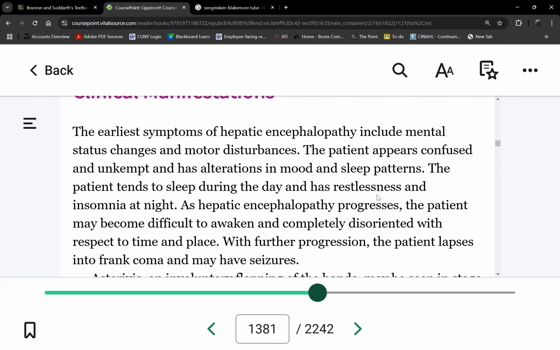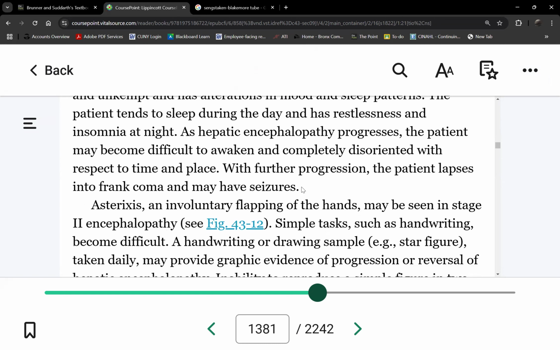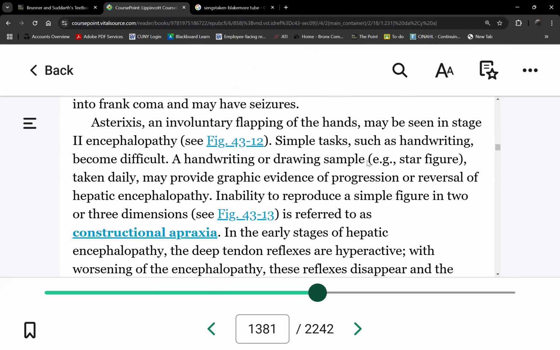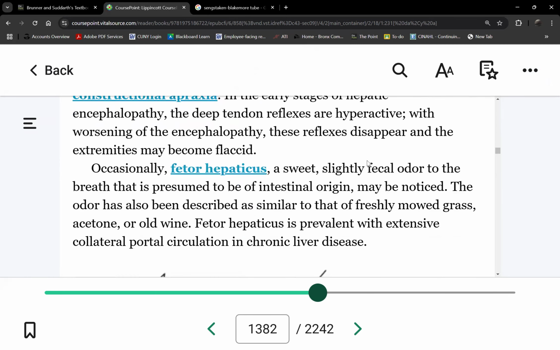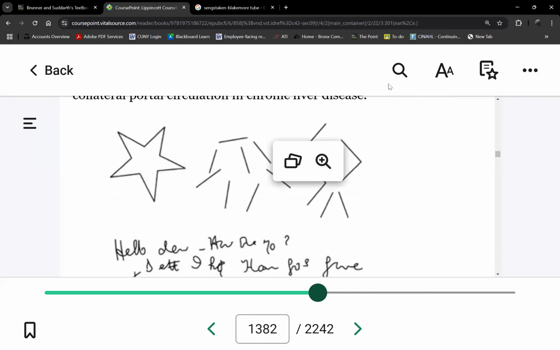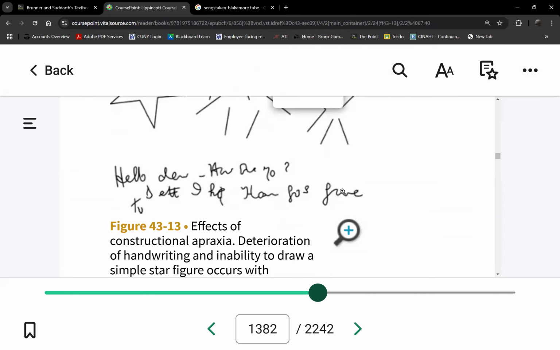Mostly altered mental status, they act crazy. There's also a stinky odor, basically poop. I don't know why they call it sweet, slightly fecal, or it's poop. And other manifestations are when you ask them to draw a star, or their handwriting, all indicating brain irritation of the nerves.